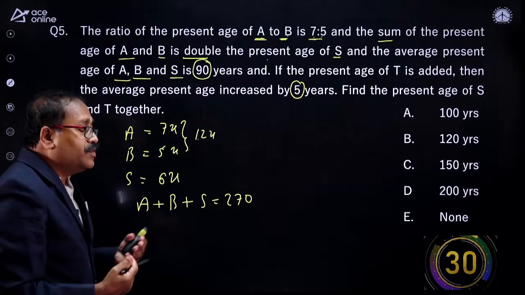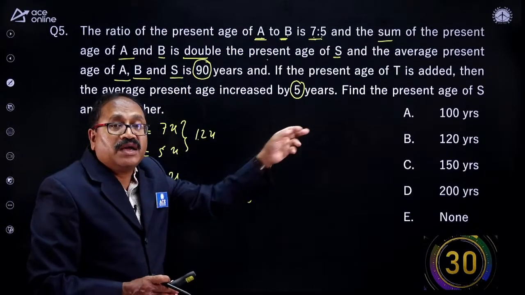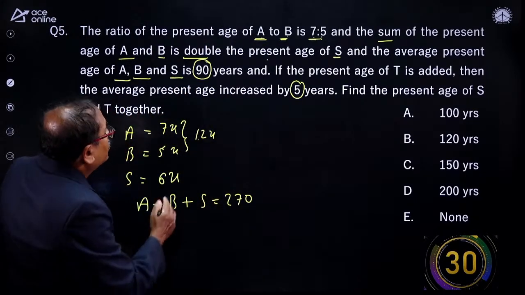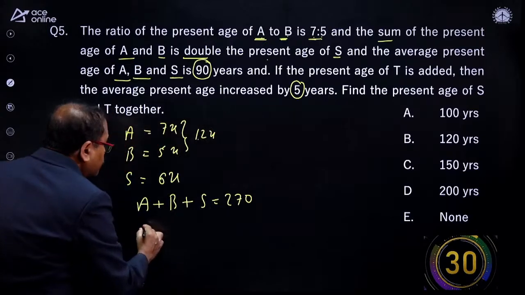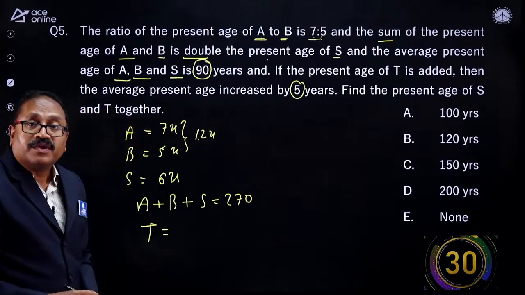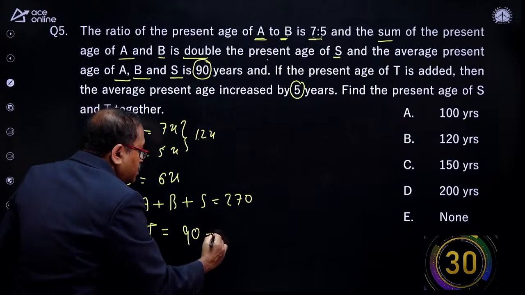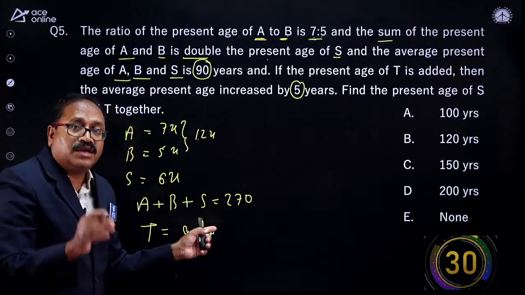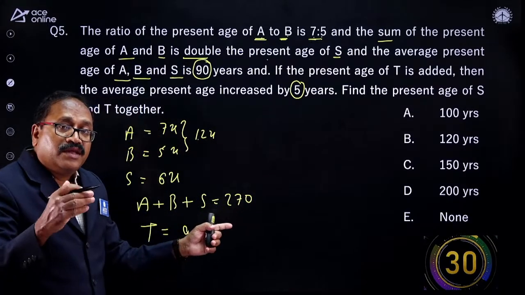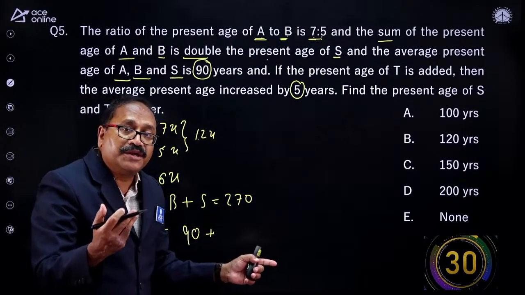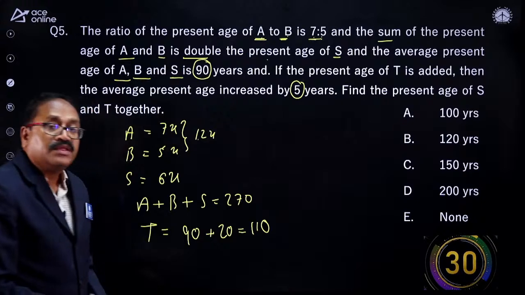Increase by 5. So if you know the short method, the average was earlier 90, and it is increasing by 5. So what will be the present age of T? Can we find it out? Yes, because this is the old average 90, and when T comes, there are 4 people and the average increases by 5. That means the total will increase by 20. So 90 plus 20 comes 110. This is the age of T.